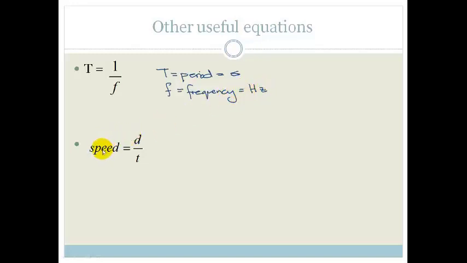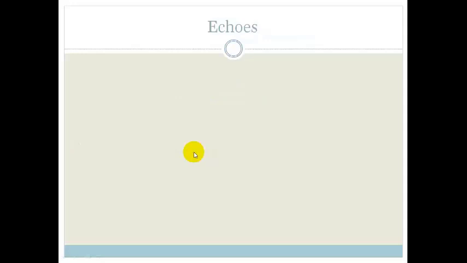Right. Old one that we know about, speed is equal to distance over time. And distance again, SI unit is the meters, and time again is seconds. So now let's look at a couple of uses of sound.